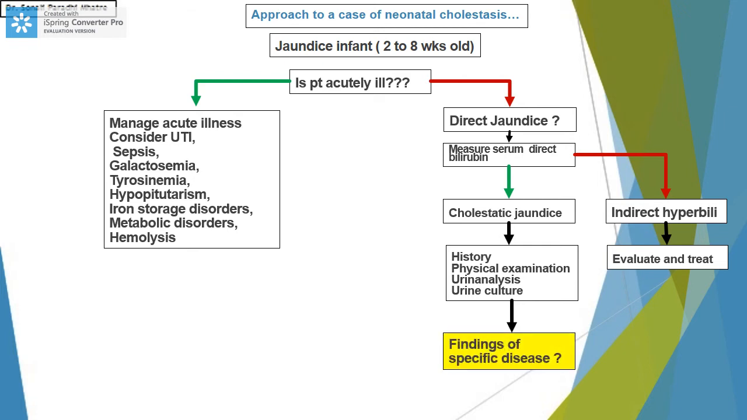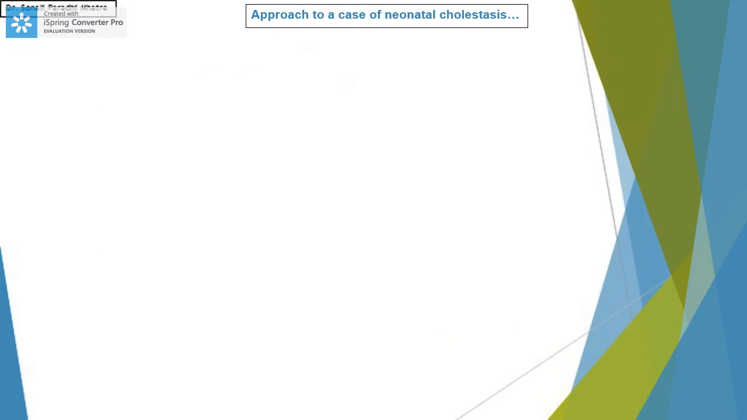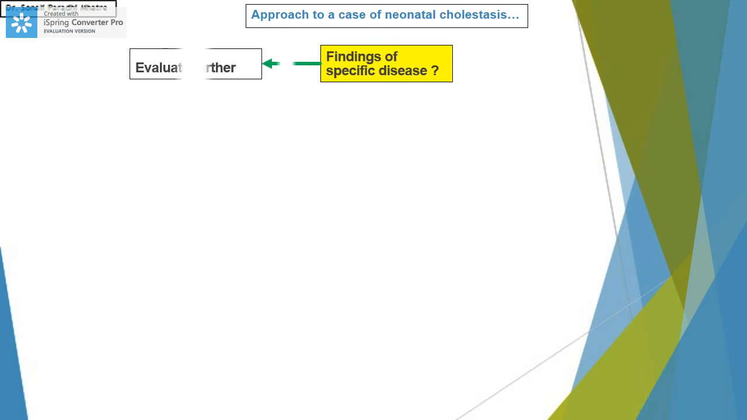Are there findings of any specific disease? Look into it. Now, if yes, then evaluate further. If you get UTI, treat your UTI and your jaundice will be treated. If no, then screen for galactosemia and hypothyroidism specifically. These are the conditions which are preventable causes of mental retardation or any brain damage. So these are the things we have to be the most vigilant about.